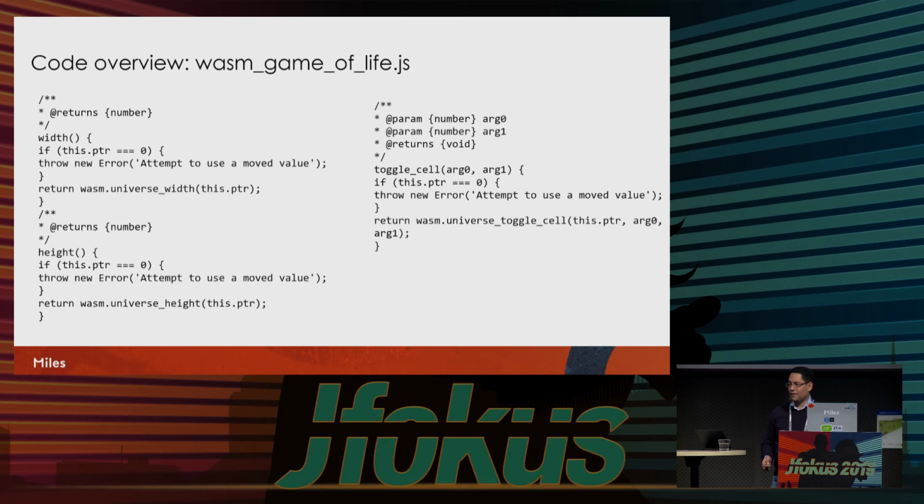And then we also have this glue file, this JavaScript file. This glue file, again, is sort of the glue between our application JavaScript file and our WebAssembly. So in this glue file, we define these setters that I was talking about, the width and the height, and we also have this toggle cell function. For example, you can see here in the toggle cell function, we return wasm.universe.toggle cell, with the arguments that we were defining.